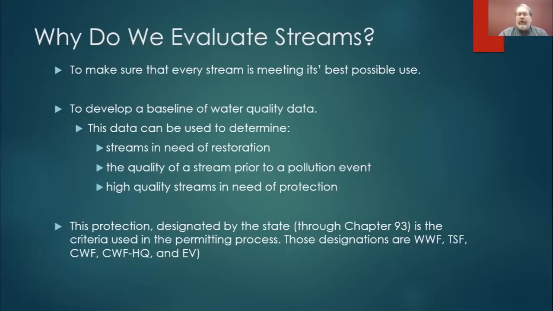If you haven't heard these terms before, the state does identify streams according to Chapter 93 as the following. We're going to go from not necessarily poor quality streams, but poorer quality or quality that affords less protection, and we can talk about why throughout the presentation. We have warm water fisheries. At the bottom right, you see TSF, trout stock fisheries, cold water fisheries, HQ or high quality, and then EV stands for exceptional value. EV being the highest designation, the most protection, and WWF, warm water fishery, being the lowest level of protection.